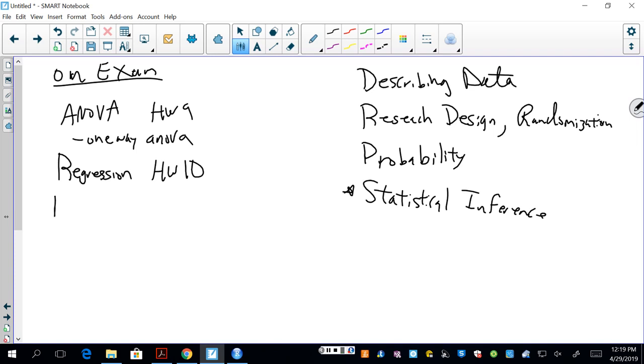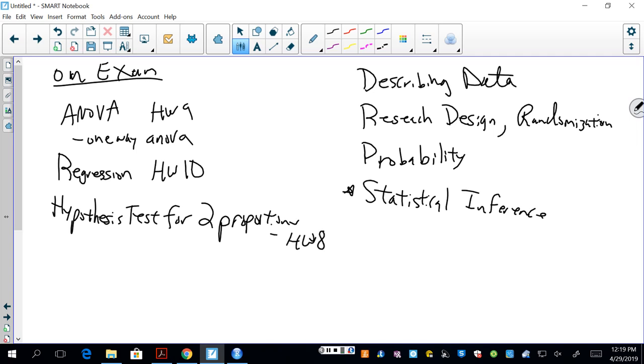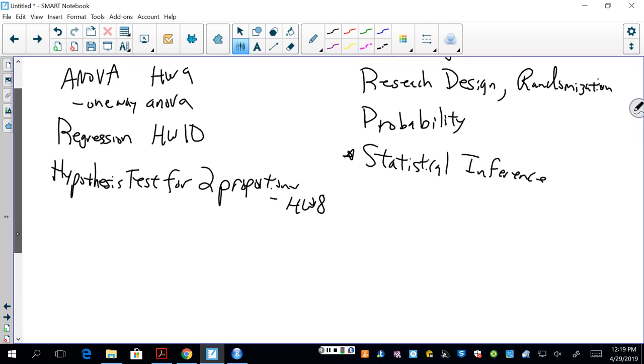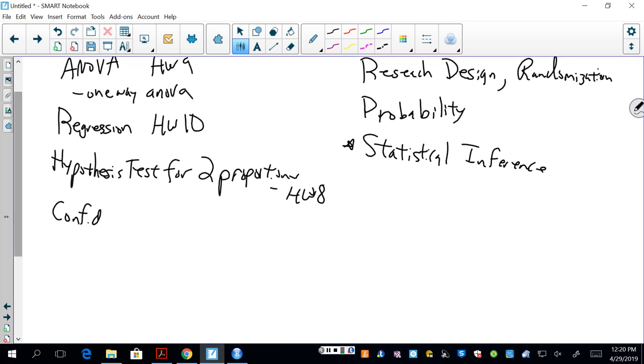confidence intervals. So for hypothesis tests, what we did not have on a previous exam was a hypothesis test related to two proportions. This was really looked at on homework 8. There's a topic there. And we've not had a confidence interval just for a single mean on an exam. This was somewhat on homework 7.